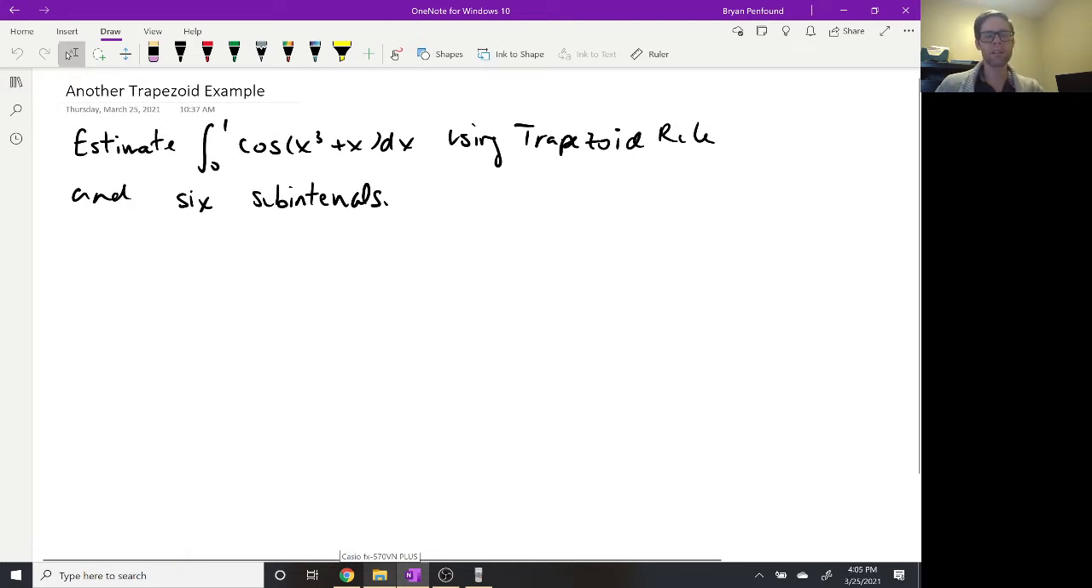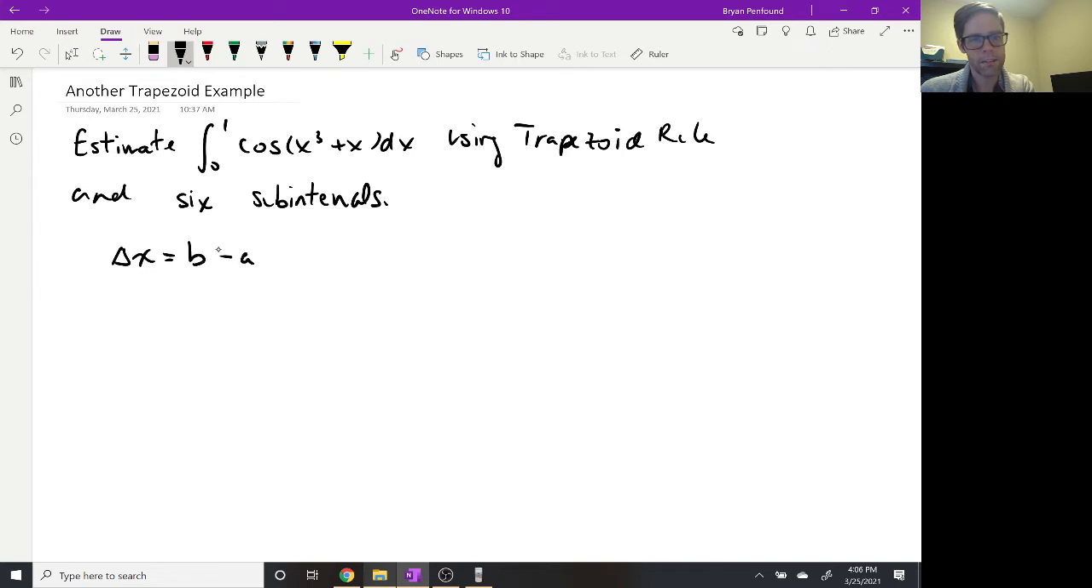So we are going to be estimating the following integral using the trapezoid rule and 6 subintervals. Our function here is cosine of x cubed plus x. And we're going to, again, try to break this down step by step. I always start by trying to calculate delta x, which is the difference of the endpoints divided by the number of subintervals we're using. So in our case, we have 1 minus 0 over 6.